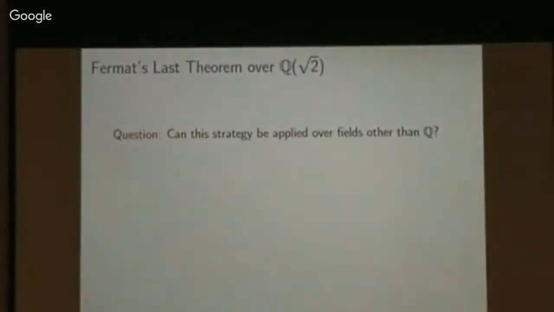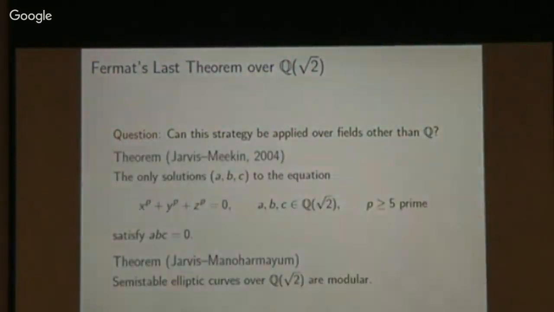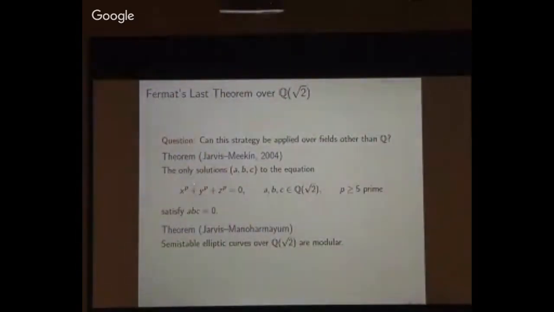So this is what we are trying to answer. Can this strategy be applied over other fields? And the answer is yes. The first work in this direction is due to Jarvis and Meekin, and they proved that over Q(√2), Fermat's Last Theorem also holds. For the proof, they use the theorem of Freitas, Le Hung, and Siksek, saying that semi-stable elliptic curves over Q(√2) are modular. And now the argument goes basically exactly as over Q.